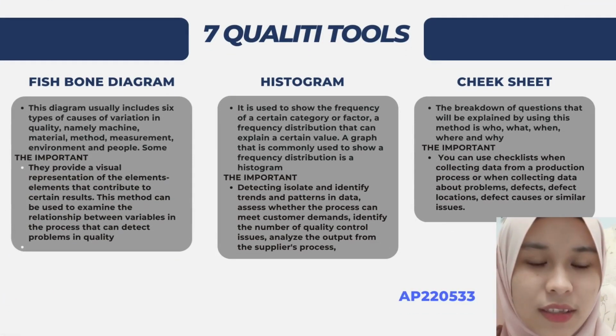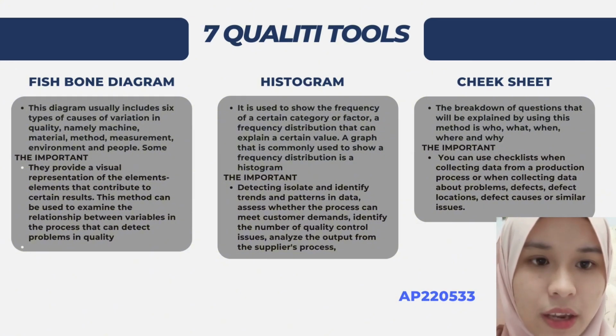There are 7 quality tools. The first one, fishbone diagram. This diagram usually includes 6 types of causes of variation in quality, namely machine, material, method, measurement, environment, and people.